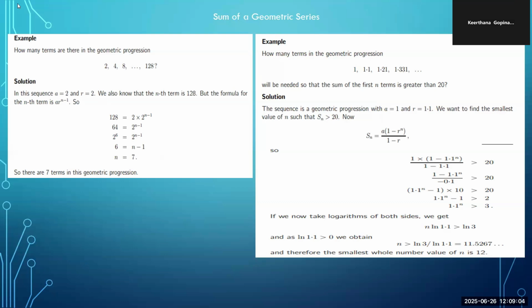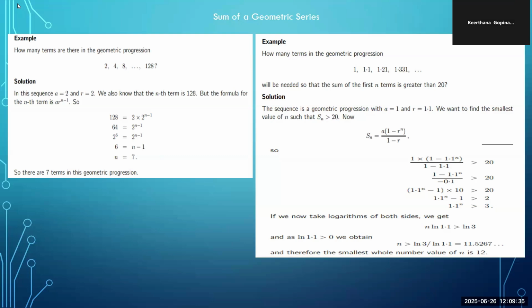So A, the first term, is 2. What is the multiplier here? 2 multiplied by 2: 2, 4, 8, 16. That's how this is progressing. R is 2, A is 2. So using the formula, 128 equal to 2 into 2 power n minus 1. Solving this, you get 2 power n minus 1 is 64.